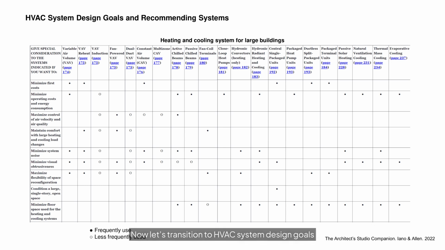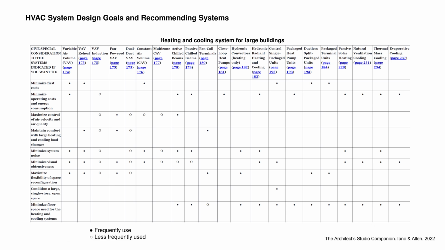Now let's transition to HVAC system design goals and how to choose appropriate building systems. This slide highlights the common goals in HVAC design and links them to recommended system types. The vertical cells on the left explain the specific needs by the design team. The horizontal cells list out the different HVAC systems. The solid dot in the blank cells indicates recommended systems to meet the needs.